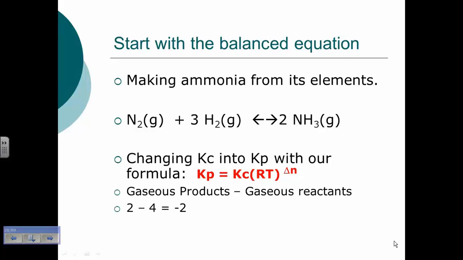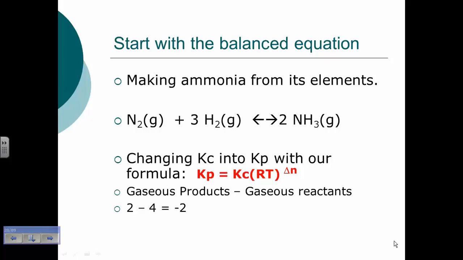Remember our formula. You boxed it, highlighted it, scored it somehow. Kc times RT raised to the delta N. Now let's figure out what delta N is while we're staring at this equation. How many moles of gaseous product do you see? I see two in front of the ammonia.